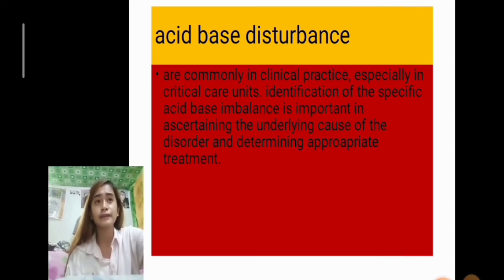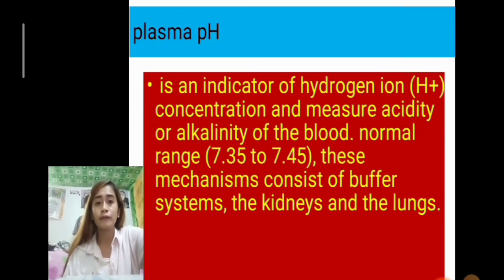So, acid-base balance is the level of acid and base in your blood at which your body functions. The human body naturally maintains a healthy balance of acidity and alkalinity. Plasma pH is an indicator of hydrogen ion, H+, concentration and measures the acidity or alkalinity of the blood. The normal range is 7.35 to 7.45.